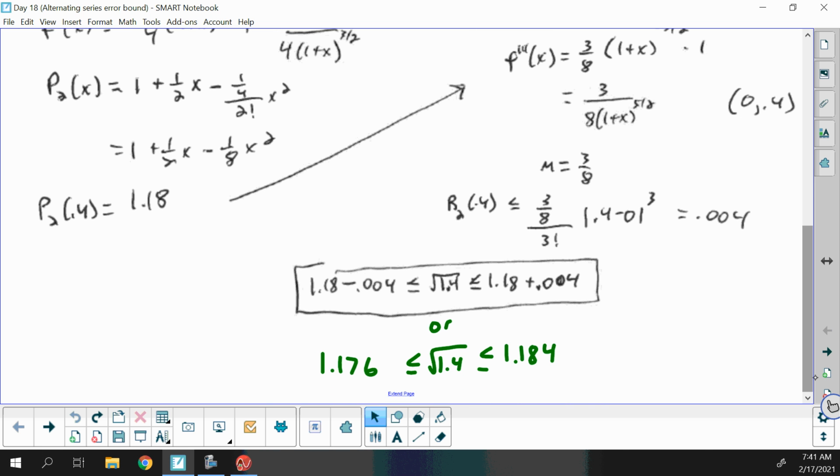Then you have 0.4 minus our center of 0, absolute value to the third, over 3 factorial, because that was our next factorial. That gives us 0.0004. And usually you see this written like in the box there, where you just leave it subtracted and added, and then we know square root of 1.4 is somewhere in between there.